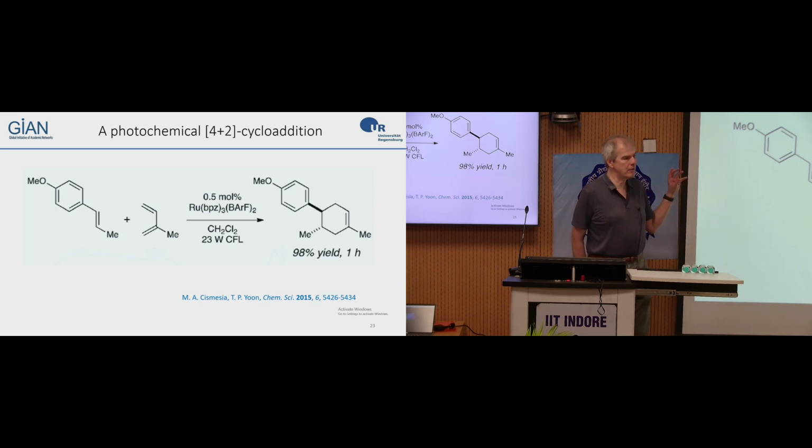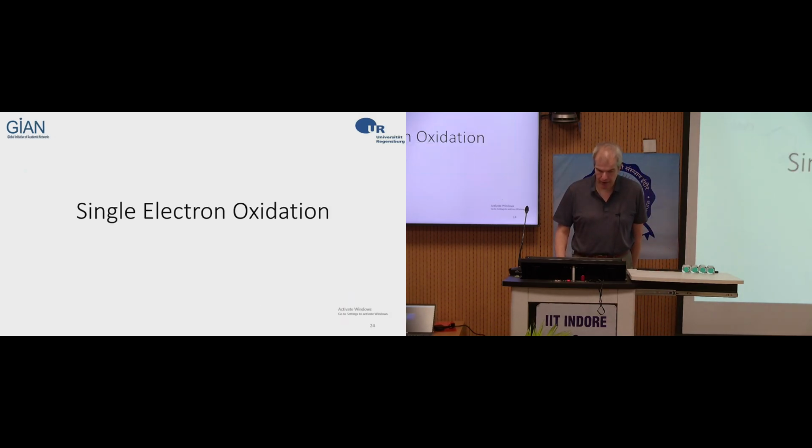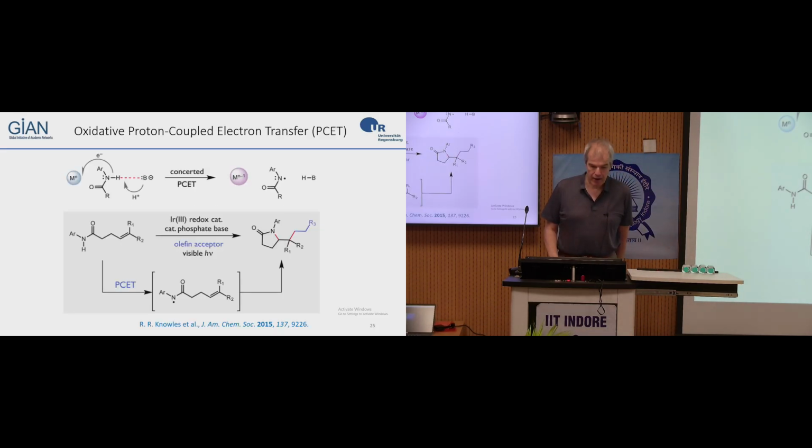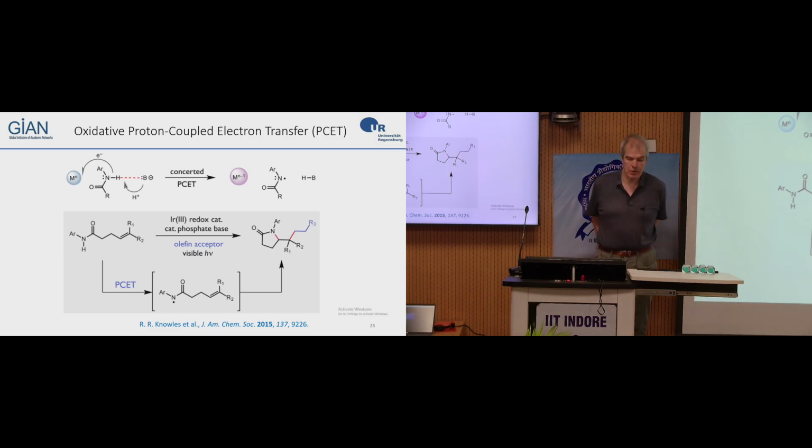Substrate. We have given an electron to the substrate. This was the first case where we actually did the other way around. We oxidized the substrate. And so this is only a few slides. This is what I would like to show you simply as the alternative. Instead of doing a single electron reduction, we can also do single electron oxidations. And I will show you just a few things which are easy to do.